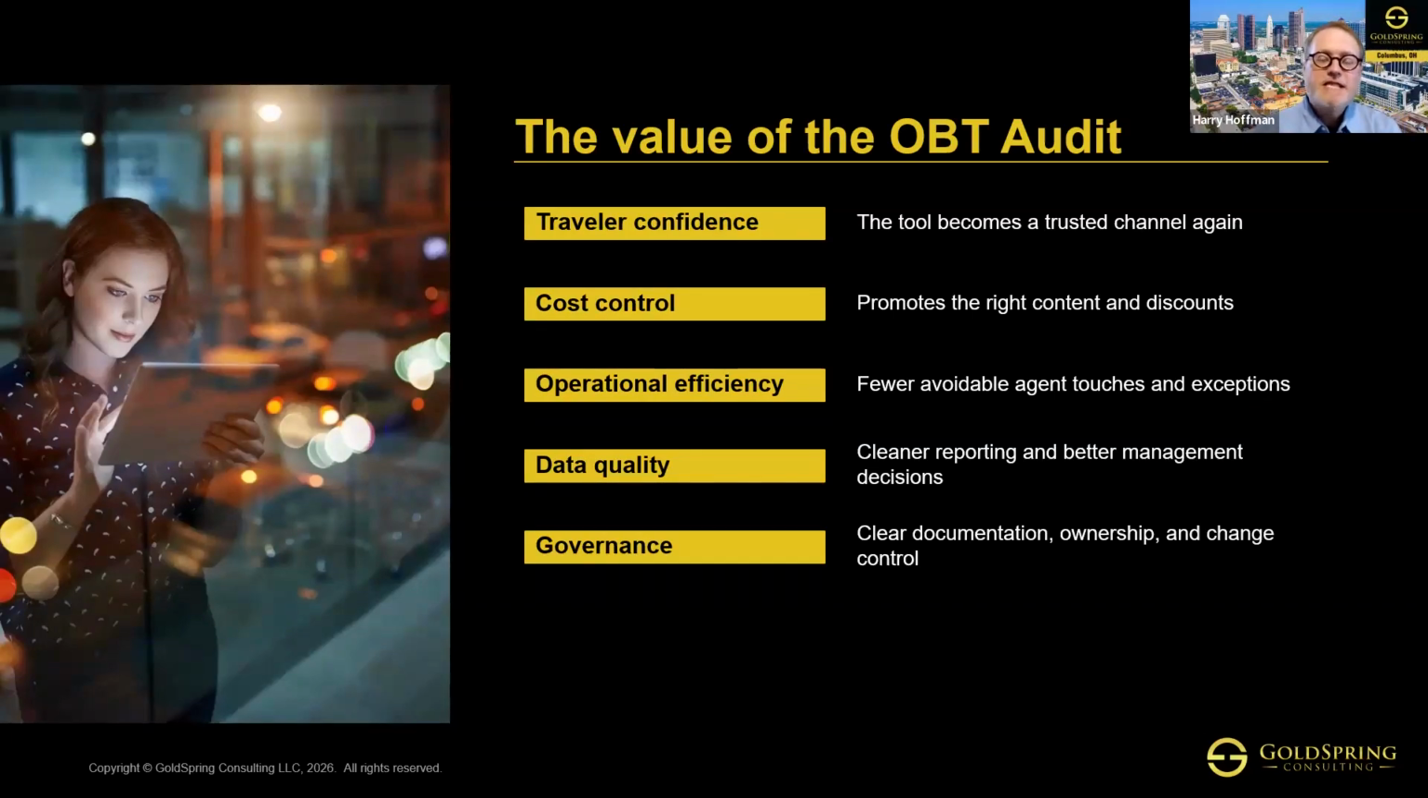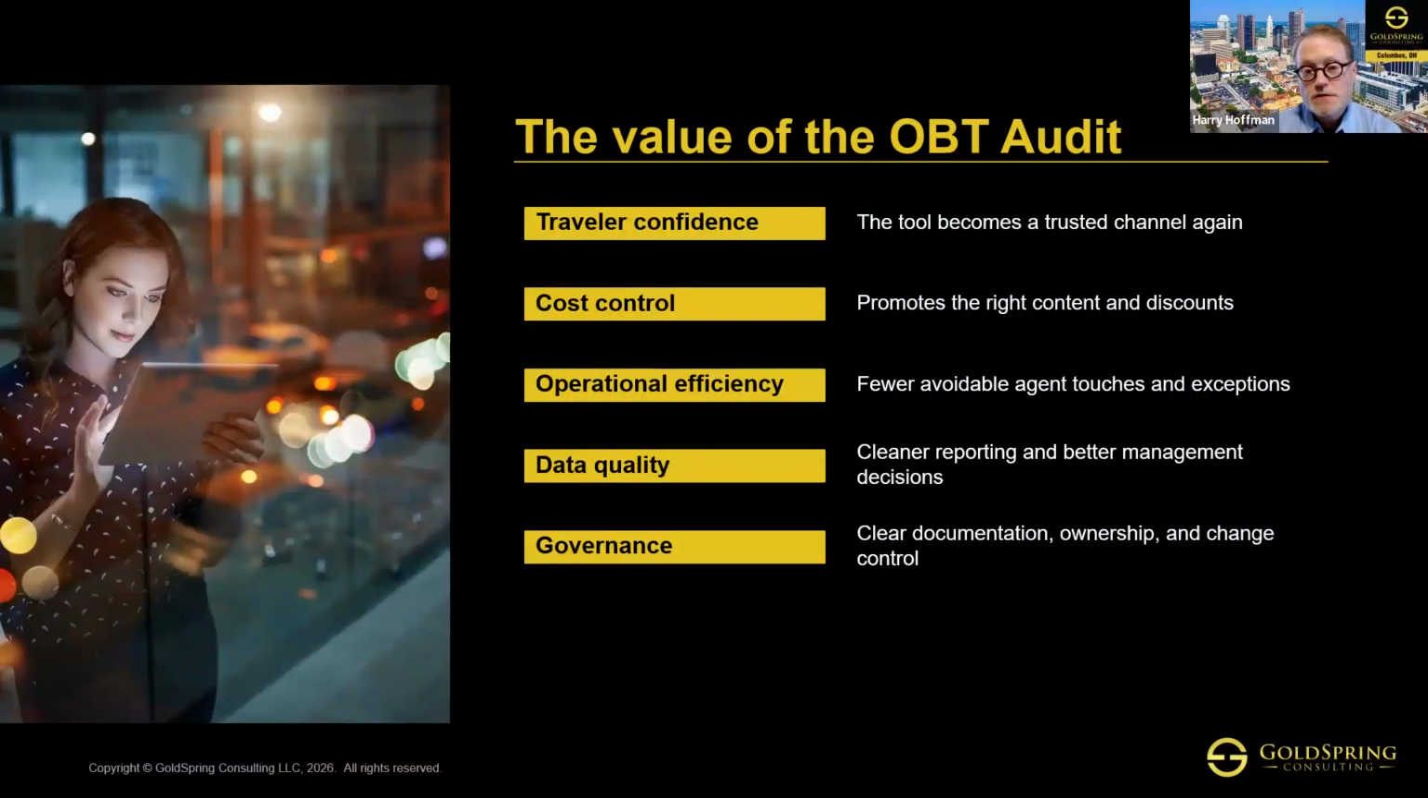Yeah, so when we look at the OBT audit, there's the surface value of, oh, you're refreshing the site. So that's always a given. But what ultimately does that bring to the table? What we find is it increases traveler confidence. Once the tool is optimized and working smoothly, travelers are going to have a much easier path as they go through the OBT. They're going to have less resistance. It's going to be smoother, less clunky. They're going to find the content that they're wanting.